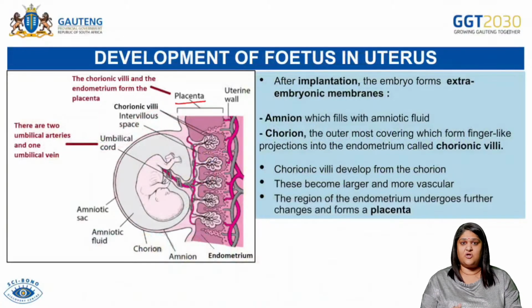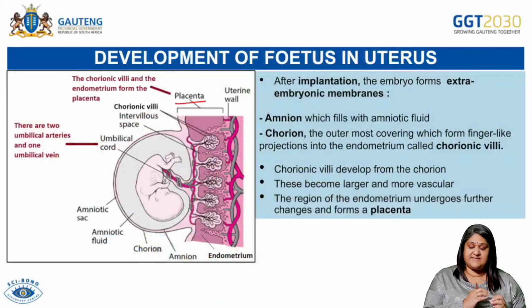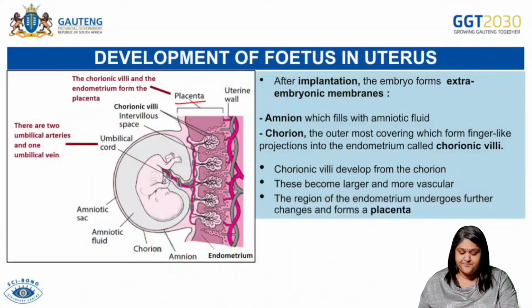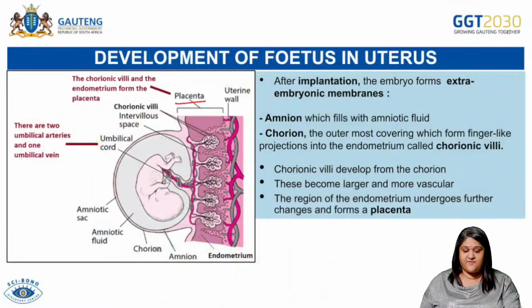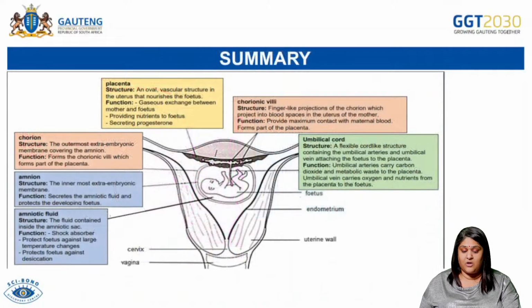Okay, and then it's also showing us that we have an inner layer, which is an inner membrane called an amnion. We have an amnion sac, which contains amniotic fluid. Okay, and then we also have an umbilical cord, which is going to extend from the fetus to the placenta. You need to know the functions of the placenta. You need to know all the functions of the placenta. You need to know how the fetus gets nutrients. You need to know how the waste products are excreted from the fetus. You need to know all of that.